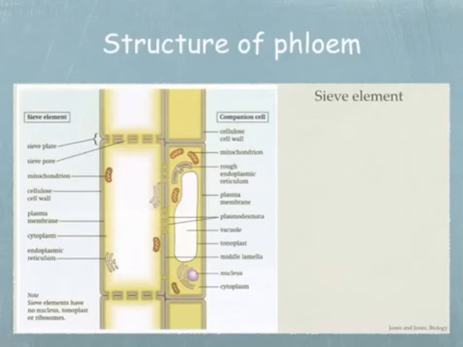The end walls, as you can see on the left there, are perforated by large pores. So these perforated end walls are called sieve plates. You can also see plasmodesmata between the sieve element and the companion cells.